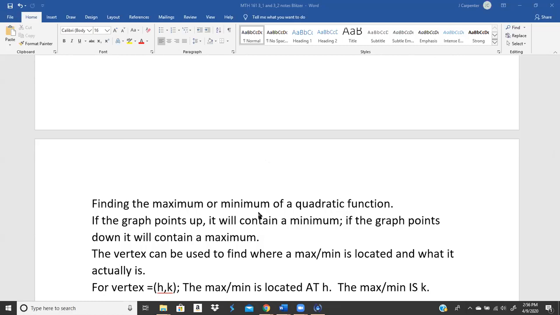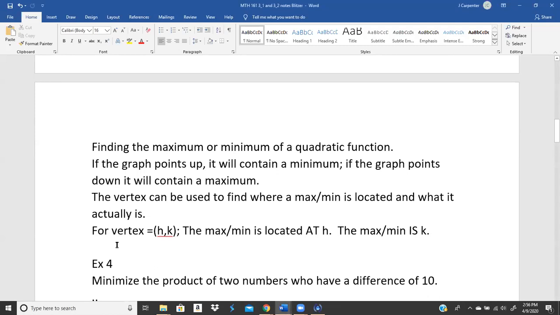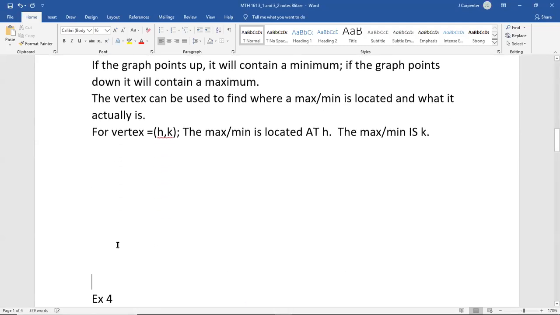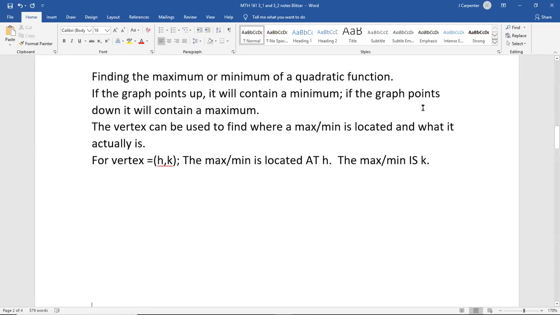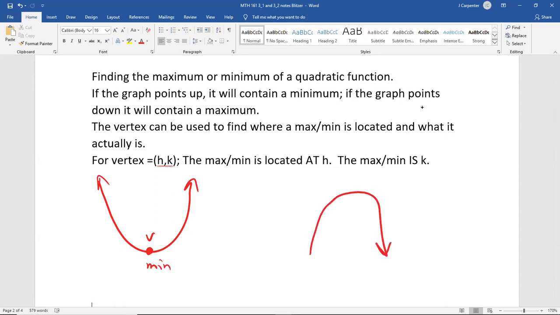So if your graph points up, then it's going to contain a minimum. And if your graph points down, it's going to contain a maximum. That should be super easy if you just paint a picture. Let's paint a couple pictures. Here's a graph that points up. The vertex would have to be right here. I'll label it as V. That's obviously the lowest point on the graph, so its height would be a minimum. Or, if you have a downward-facing parabola, the vertex has to be the highest point. If it's the highest, then its y value is the maximum.